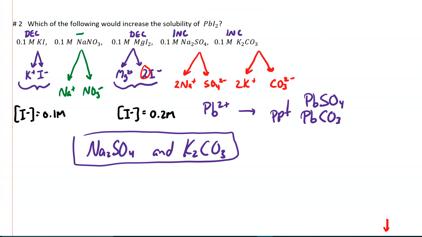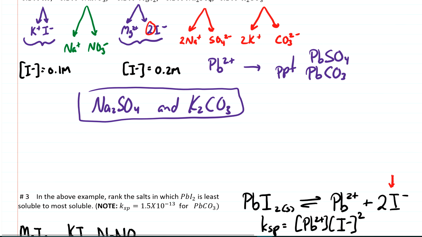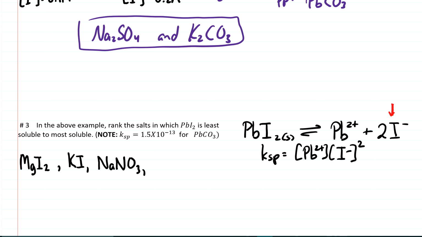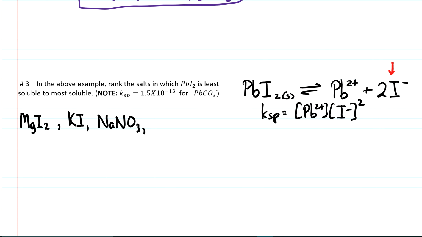Now, the anions that precipitate the lead are both 2- charged, the sulfate and the carbonate. So their concentrations would both be 0.1 molar. So it can't be the concentration of those ions in solution that has the impact. But what we could look at is the Ksp for those two compounds.